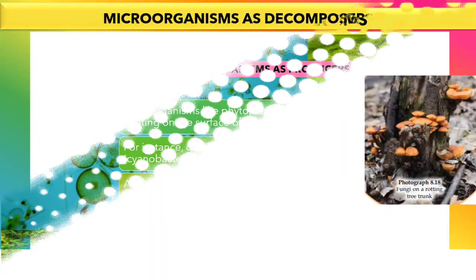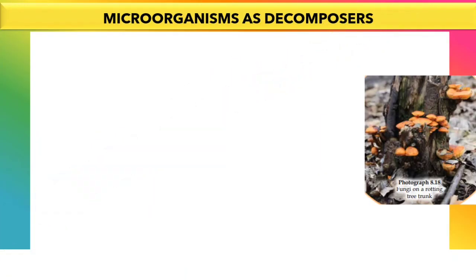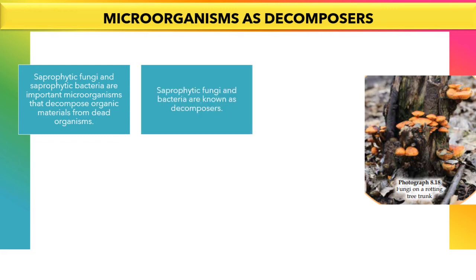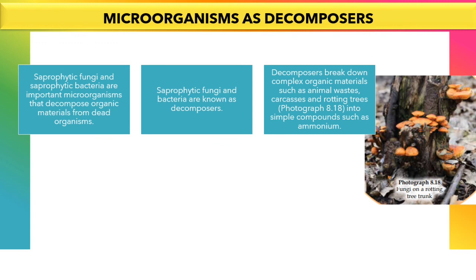Microorganism as decomposer. Saprophytic fungi and saprophytic bacteria are important microorganisms that decompose organic material from dead organisms. So, saprophytic fungi and bacteria are known as decomposers. Decomposers break down complex organic material such as animal waste, carcass, and rotting tree into simple compounds such as ammonia.